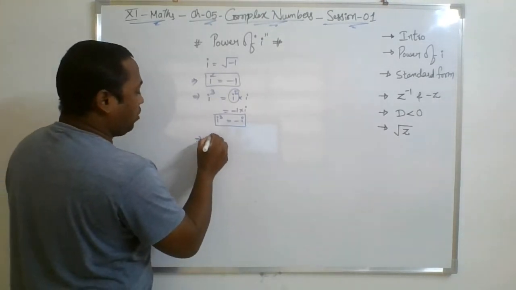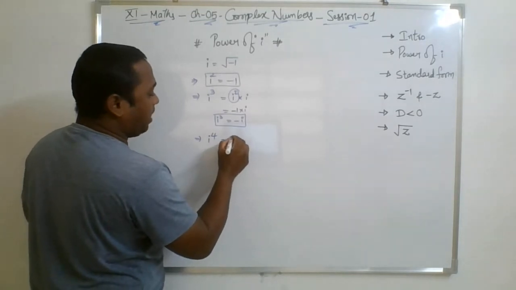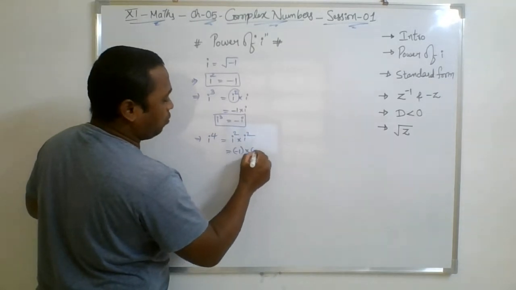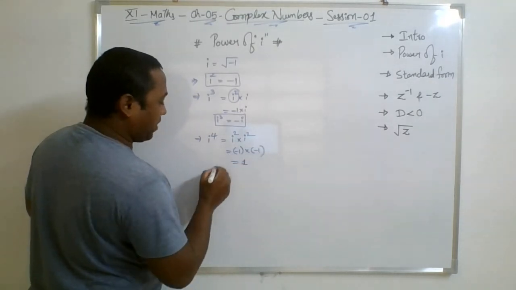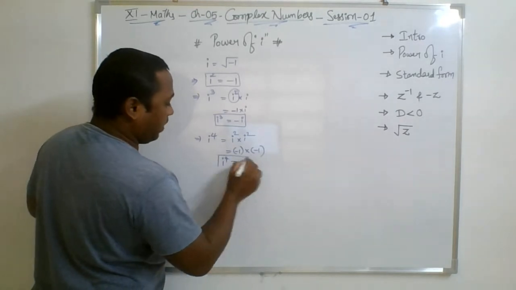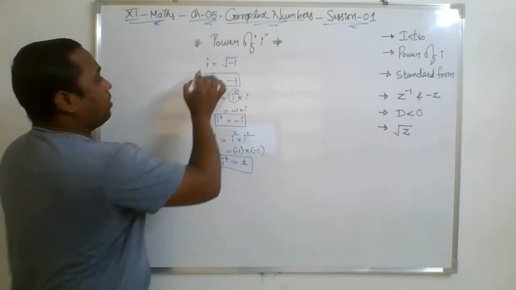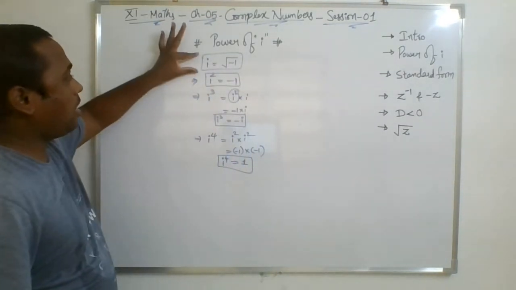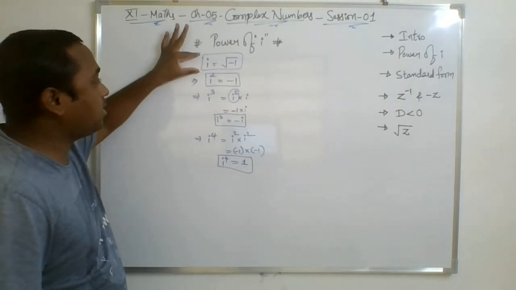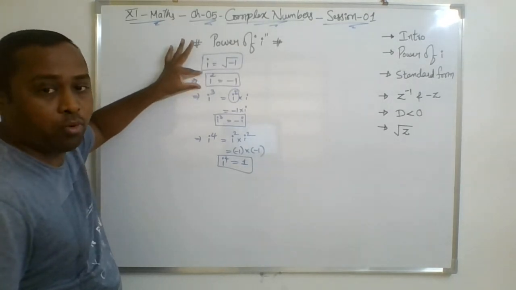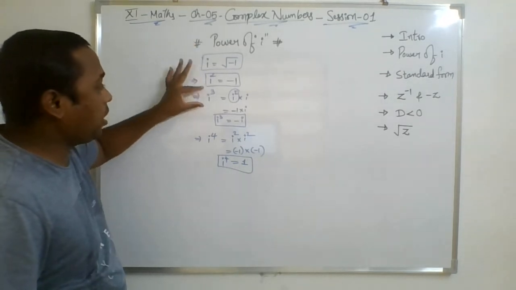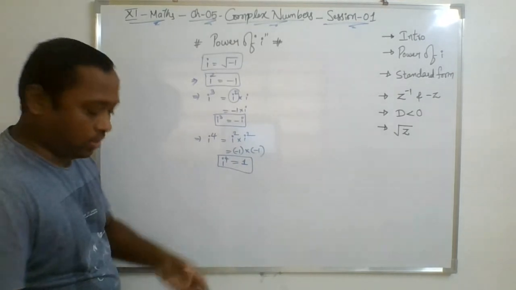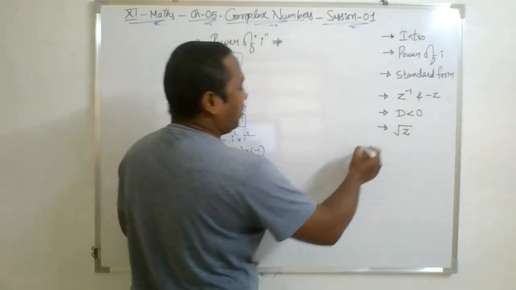Then i to the power of 4. i to the power of 4 means i square into i square, that is minus 1 into minus 1, which is equal to plus 1. So i power 4 value is 1. If you observe the power of i, as the power increases, first the iota value is under root of minus 1, i square by squaring on both sides is minus 1, i cube by solving is minus i, i power 4 is 1. So I am writing these values aside.